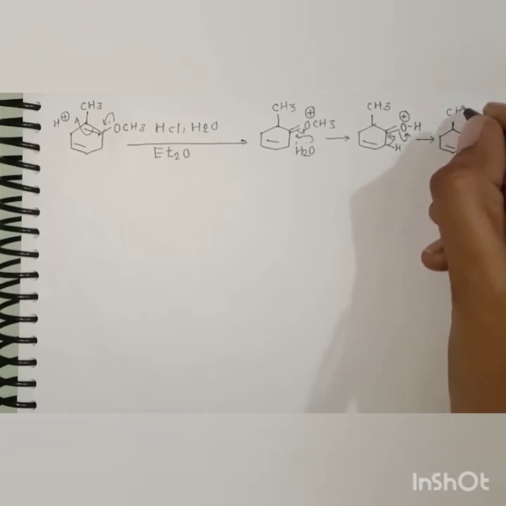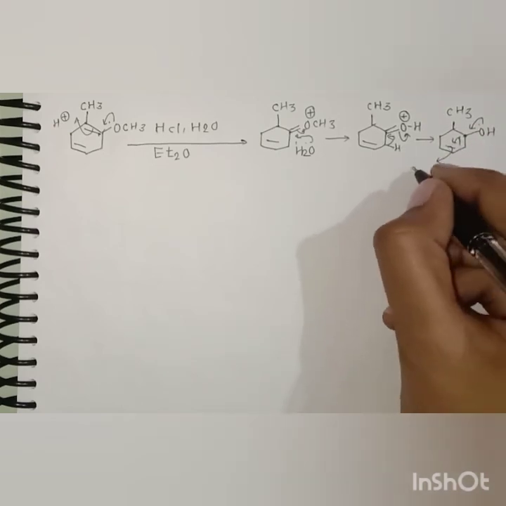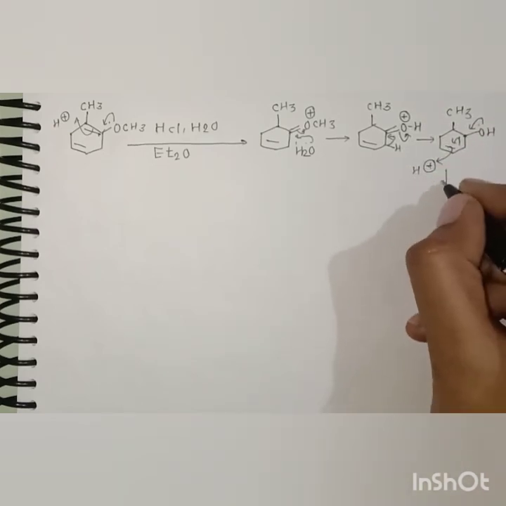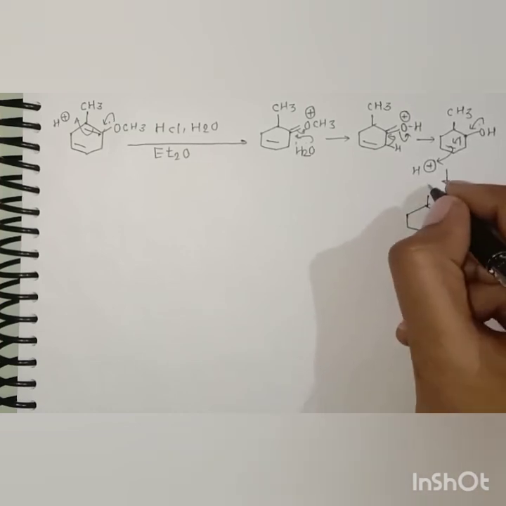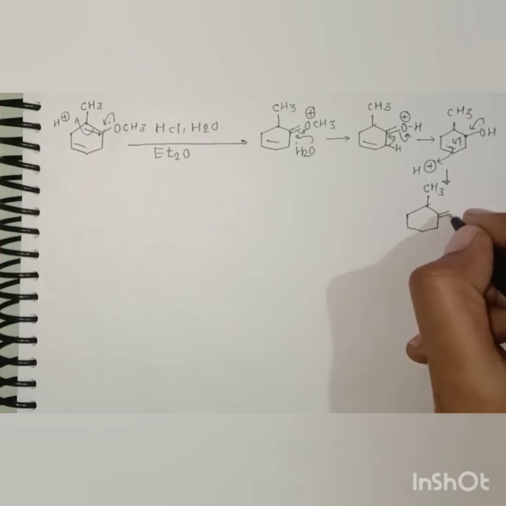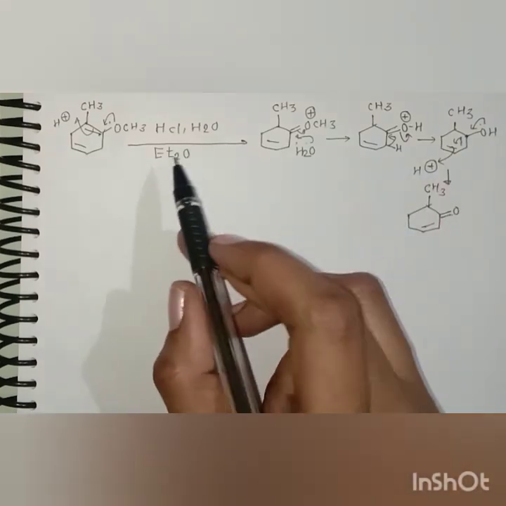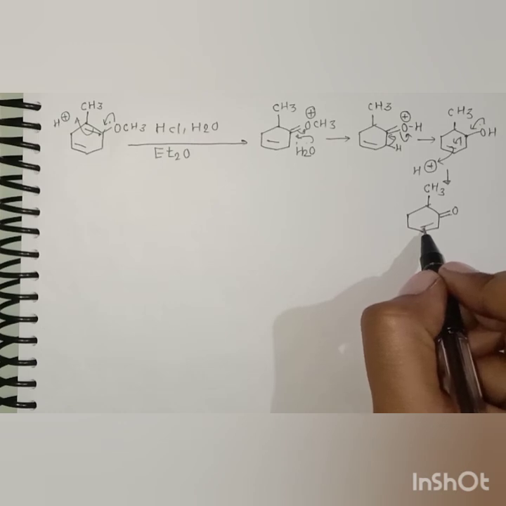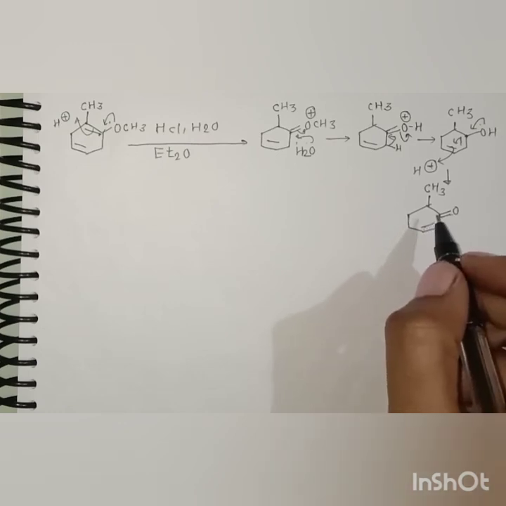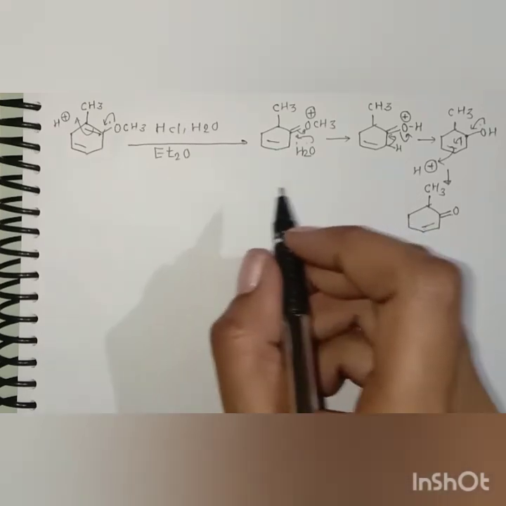Now this enol takes proton through a long conjugation and we get the alpha beta unsaturated system. That is, whenever the strong acid is given, we get the alpha beta unsaturated system, and whenever the weak acid is given, we get the beta gamma unsaturated system.